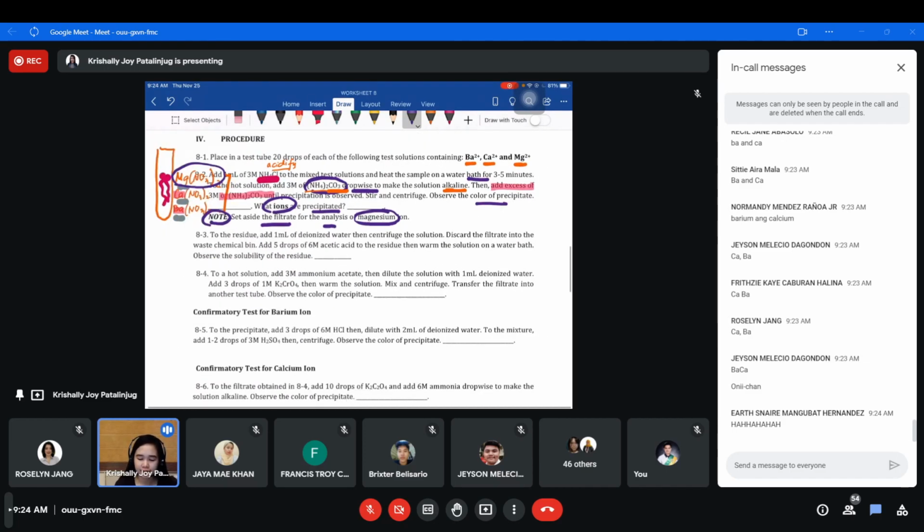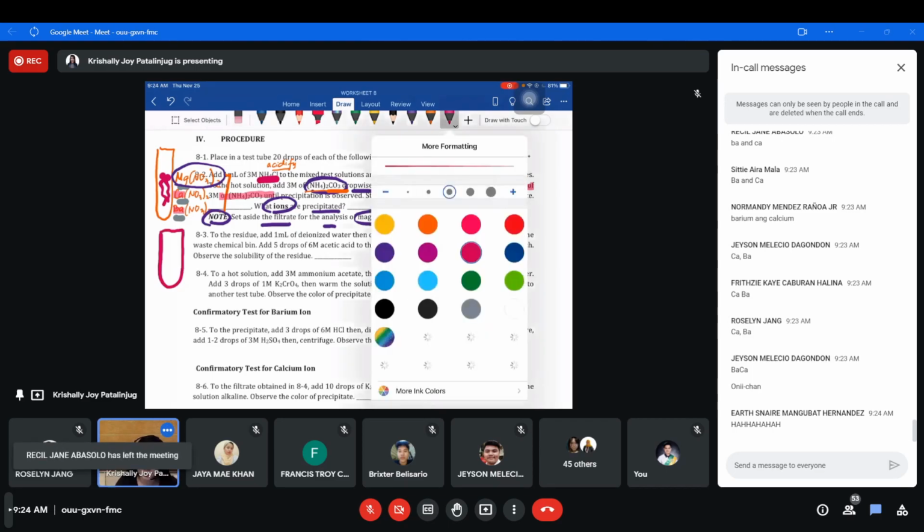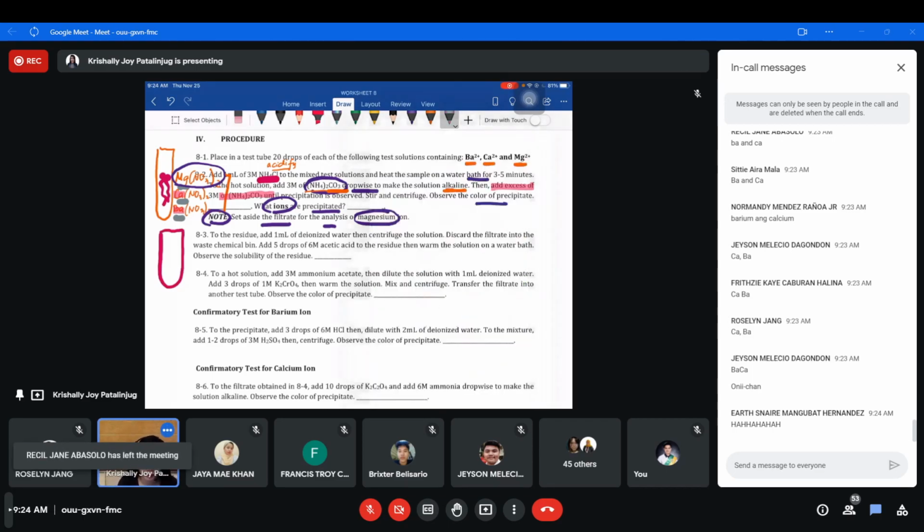So your idea now, after performing the second procedure, procedure number 2, in a test tube we should have a white precipitate. For example, this is the precipitate of calcium already. Calcium carbonate. Then you have barium carbonate. That is the precipitate after procedure 2.